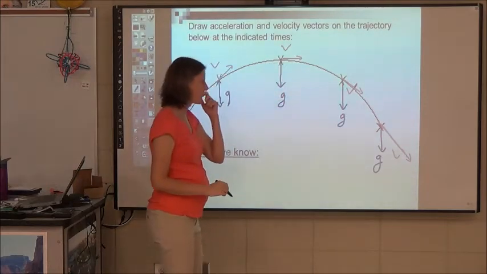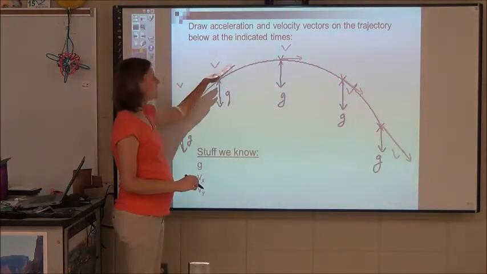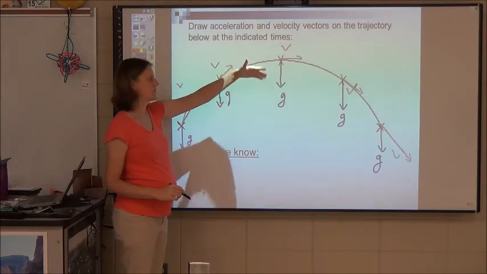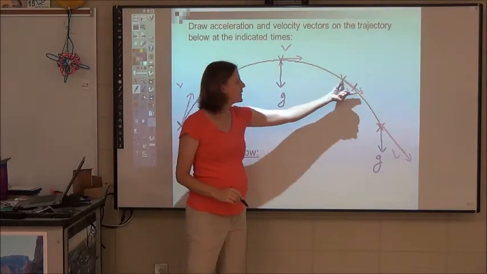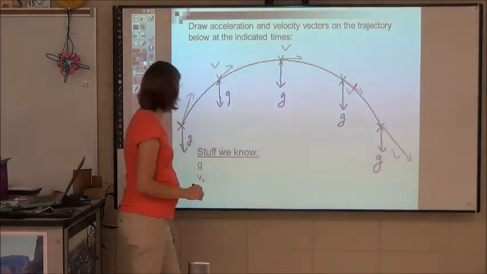So those are my overall velocity vectors. Of course, the angle gets more shallow as it goes towards the peak. Then magnitude, of course, gets bigger as it falls back down.